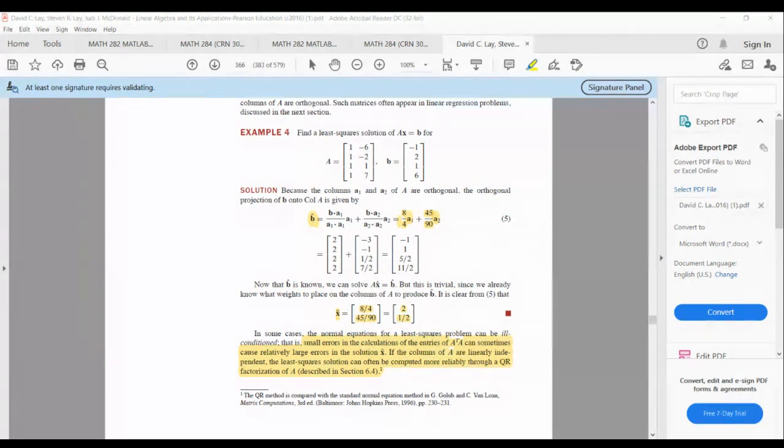So how many remember QR factorization from section 6.4? Okay, Eleanor recalls it. Thank you, and Catherine does. Excellent, thank you, Catherine. Thank you, Eleanor.